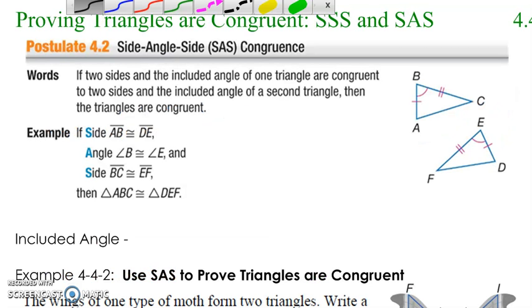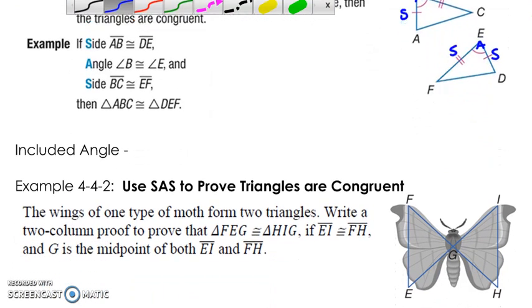The next one we're going to talk about is side, angle, side. So as long as we have a side, then we have its included angle between the two sides. So it has to go in order: side, then the angle, then the side, then the angle, then the side. Then we can use side, angle, side to prove triangles congruent.